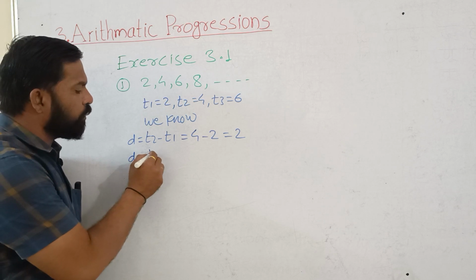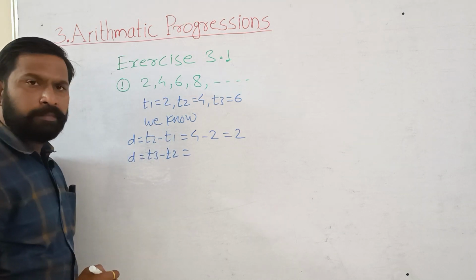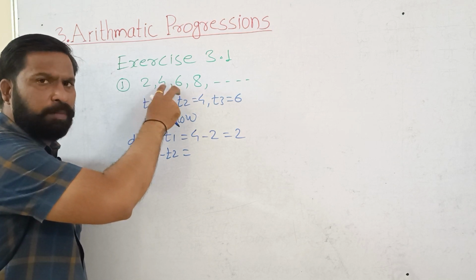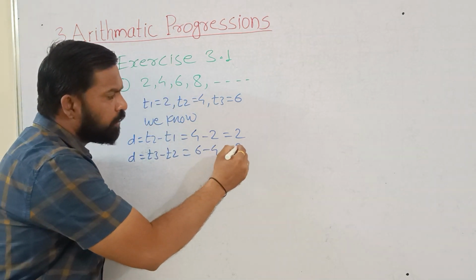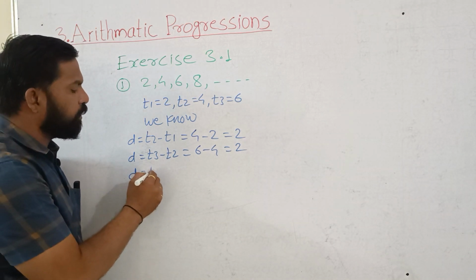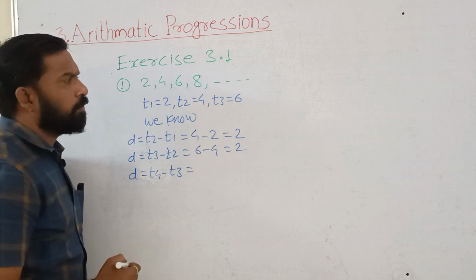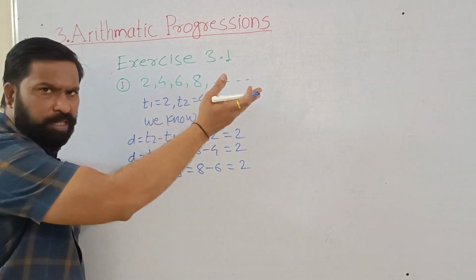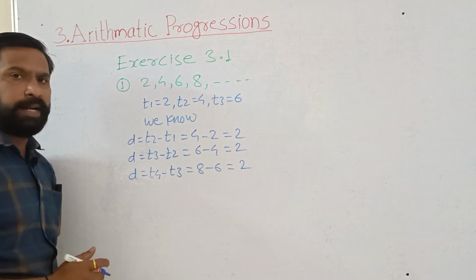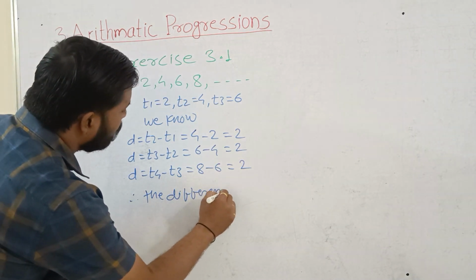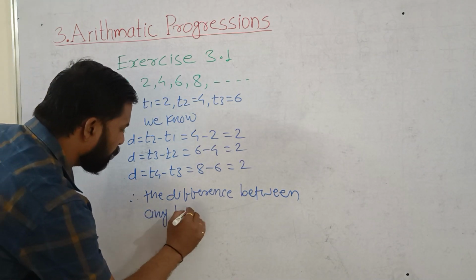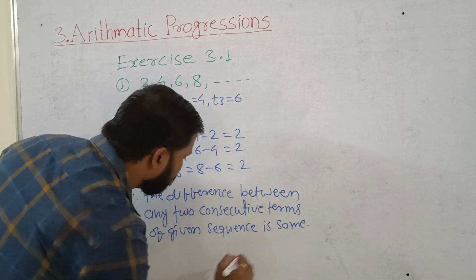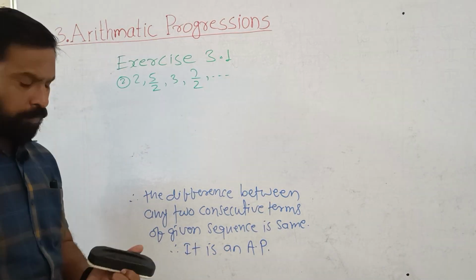Again D is equal to T3 minus T2. You check the difference between them: 6 minus 4 is 2. Again you can write D is equal to T4 minus T3, which is equal to 8 minus 6, which is 2. Are we having any more terms here? No. So we can simply write, therefore, the difference between any two consecutive terms of the given sequence is the same. Therefore, it is an arithmetic progression.